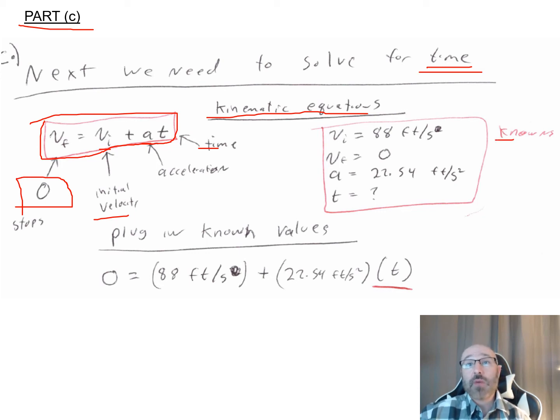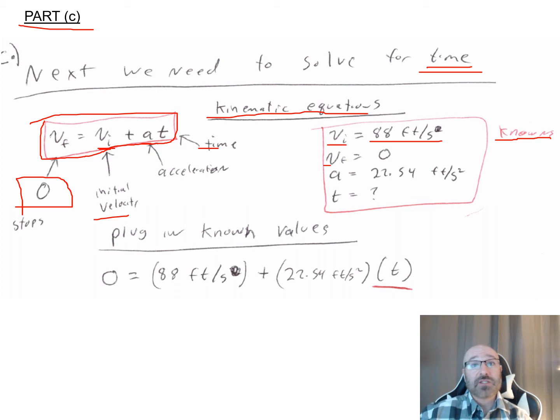Now I write down all my knowns. I can go back to my setup page, and go back through parts A and B and the solutions I found there, and I find that given from our setup page, our initial velocity is 88 feet per second, so I can plug that in for my v sub i there.